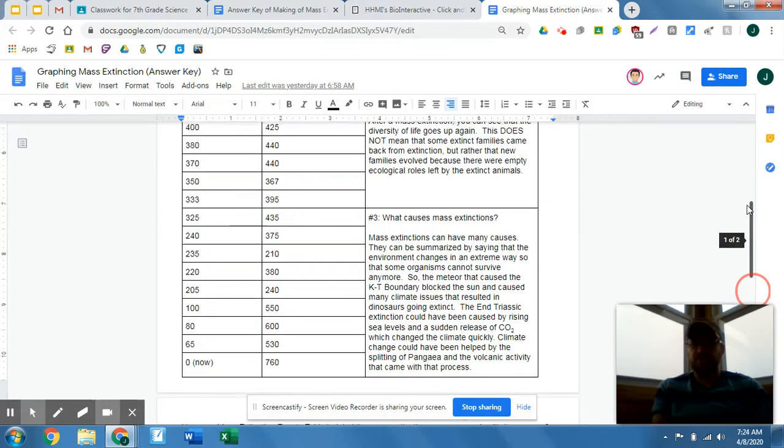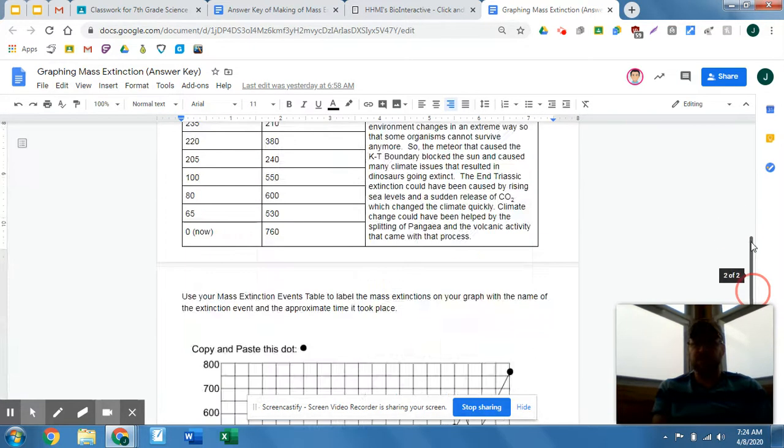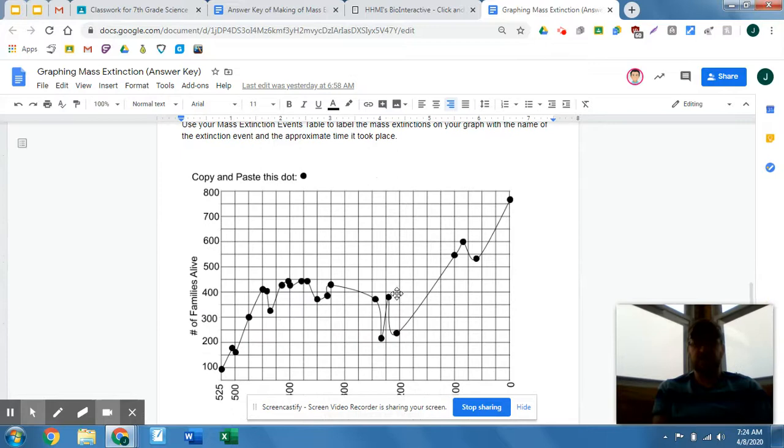Afterwards, after a mass extinction, what happens to the diversity of life? So right here, we notice that after the mass extinction, the diversity of life goes up again because new species evolve. And after this mass extinction, the diversity goes up. After that one, the diversity, the number of different types of families, different living things goes up. Same thing after the dinosaurs went extinct. We had new families come around.